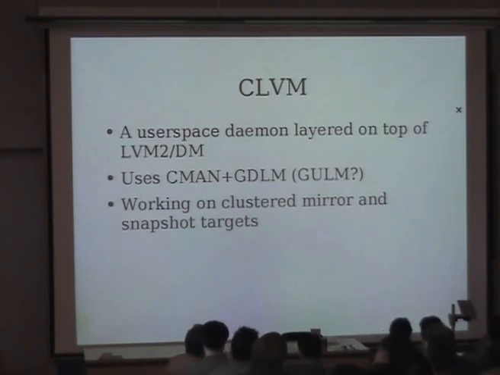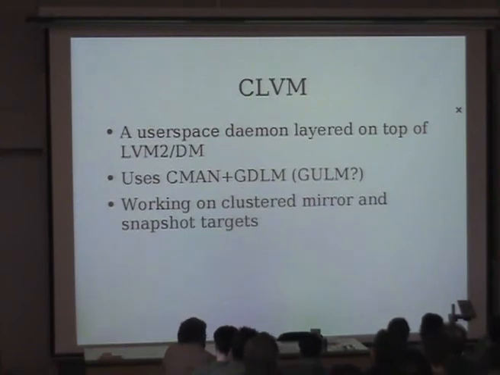So CLVM is a user space daemon that sits on top of LVM2 and the device network and manages lock events. When you expand an LV, it will stop the whole cluster, do the update on disk, and then let everybody read the data and resume.